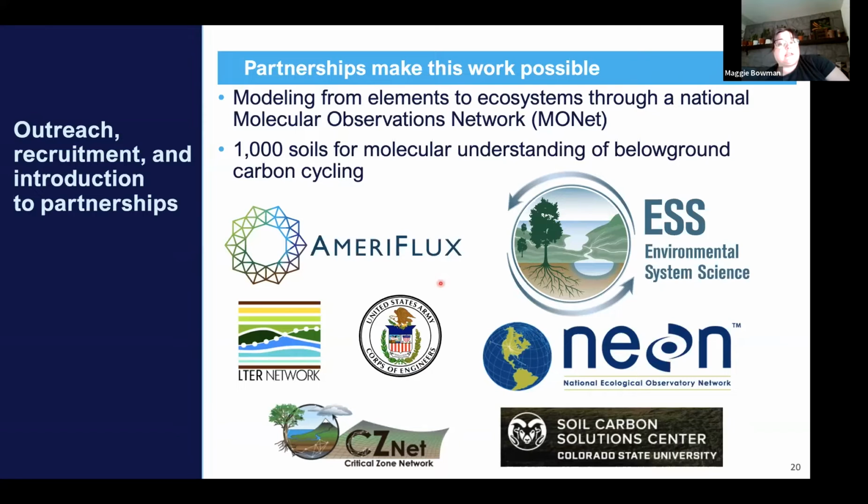What's really great about integrating with these established networks is that it provides a ton of additional and ancillary data for the context of these individual soil cores, as well as it builds these partnerships and allows us to kind of integrate our data models into other data frameworks.